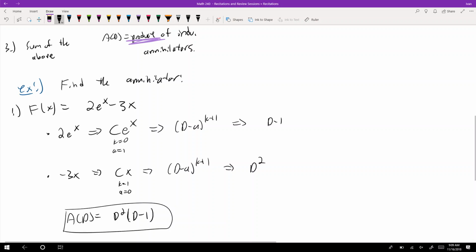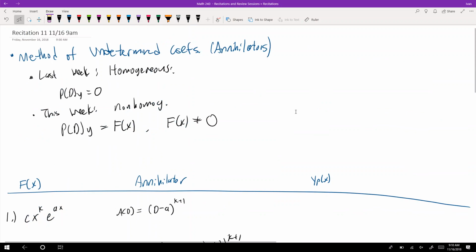Okay, any questions? Yeah. The f of x would be on the right-hand side of? It's always the right-hand side, okay. Yeah. If you look up here, P of D of y is equal to f of x, yeah.